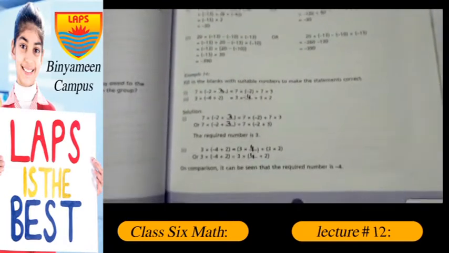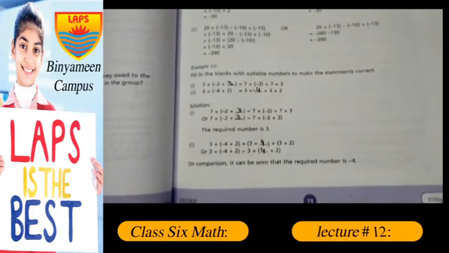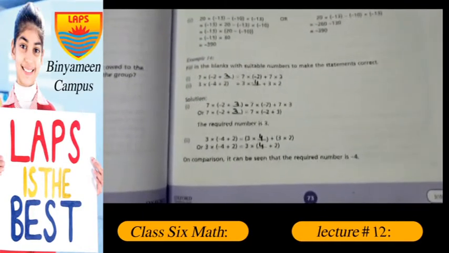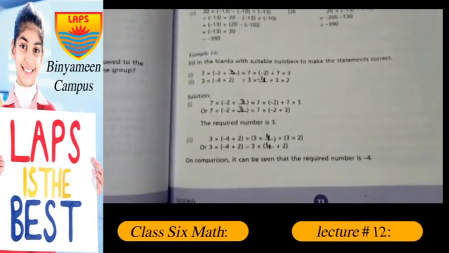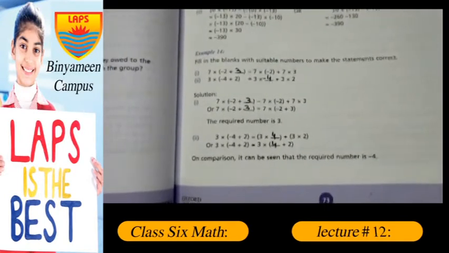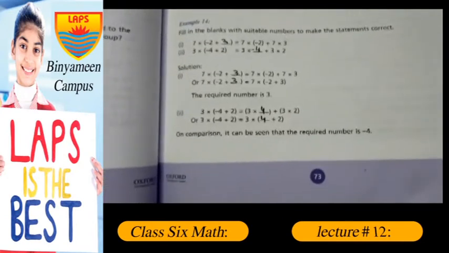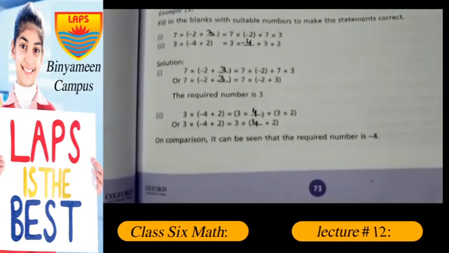And example number 14. Example number 14, fill in the blanks with the suitable numbers to make the statement correct. First we put 3, then in the second we put minus 4. This is the solution I have done for this.